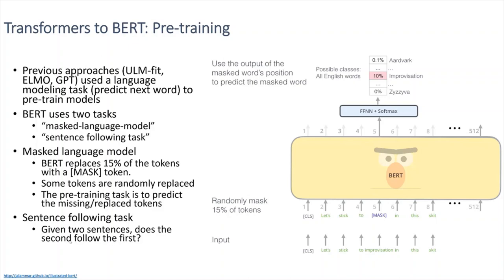The goal of the masked language model is, given an input sequence where some of the words have been replaced or hidden by a special token called mask, to predict what that mask token was. And so the idea is to use the entire context of the input sequence to predict the hidden word. In any given input, BERT training replaced 15% of the tokens. In addition, some of the tokens were randomly replaced, not by a mask token, but by some other word. If you look at this example, the improvisation token is masked, and the goal is to maximize the probability of that token in the output.